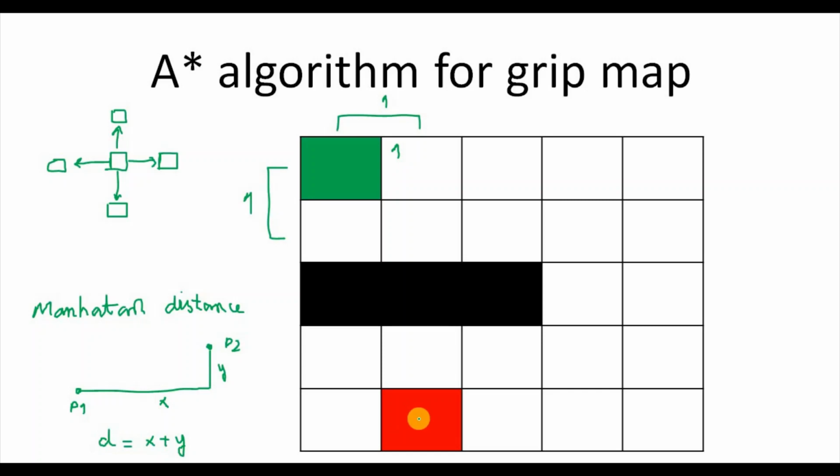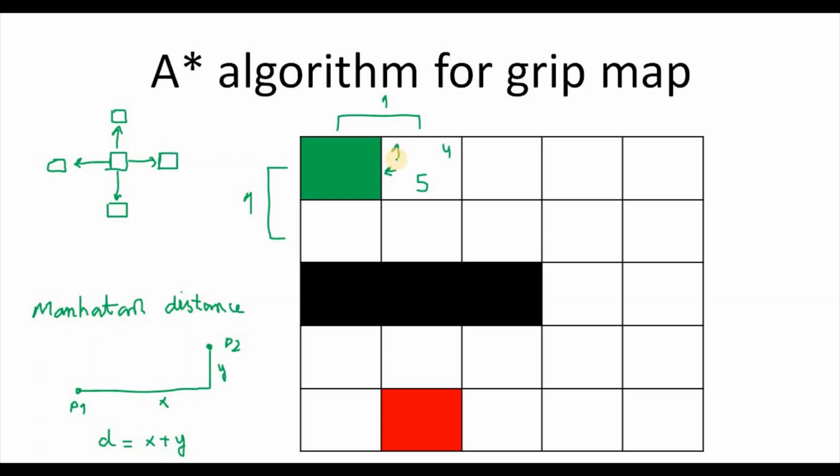So how much will it be? It is 1, 2, 3, 4. So this is 4 steps away. The distance is 4. And the total F cost is G plus your H cost, which is 1 plus 4, which is 5. And its parent node is this one. We use an arrow for this, okay?